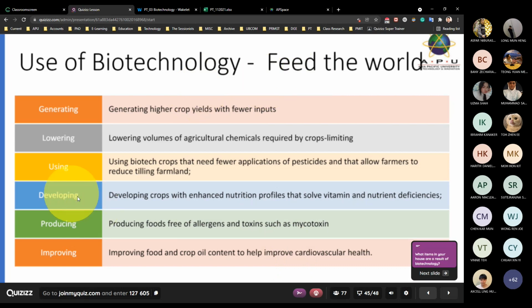So this is one area that biotech has contributed a lot to in relation to food. Yeah, in relation to different aspects of crops. So higher crop yields, fewer inputs, it requires less for you to do more as well. Using biotech that needs fewer applications of pesticides, enhanced nutrition profiles, free of allergens. That means they are not easily affected by the environment and so on.